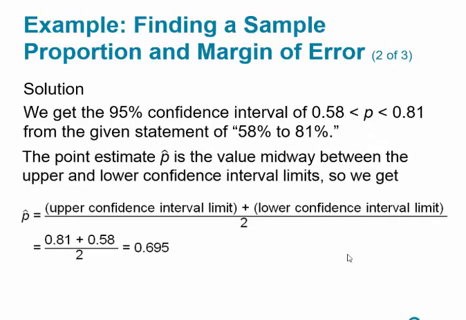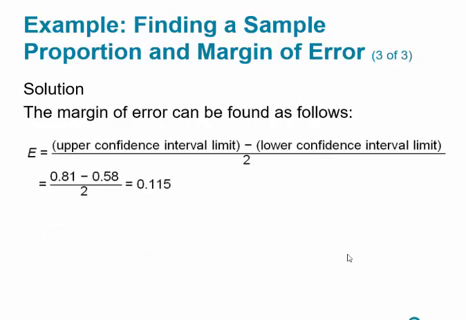So we get a 95% confidence interval of 0.58 to 0.81. The point estimate p hat is the value midway between the upper and lower confidence limits. So we get that p hat is equal to 0.695. Now the margin of error can be found by simply subtracting the lower limit from the upper limit and dividing by 2, so we get 0.115.